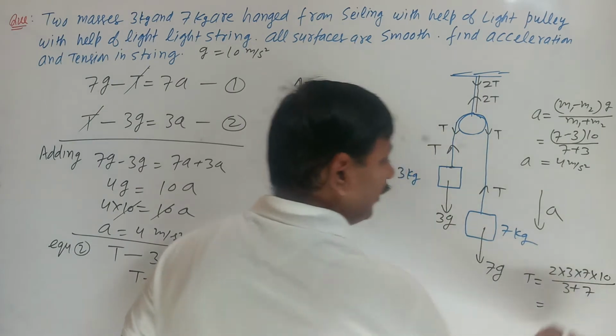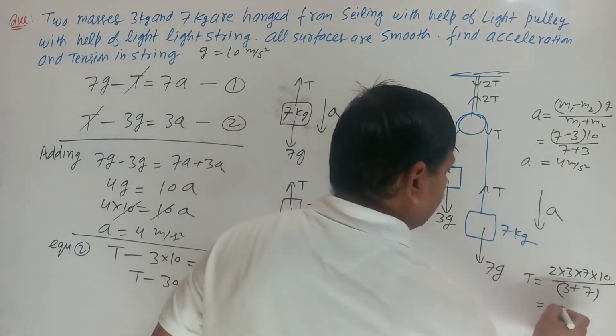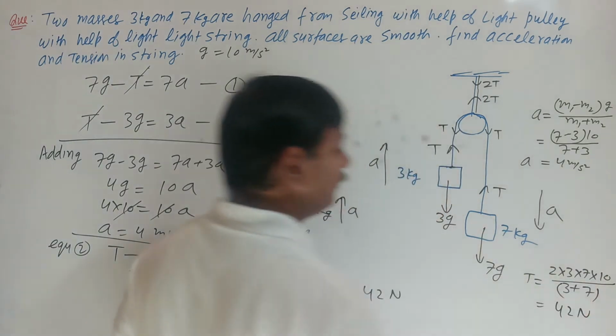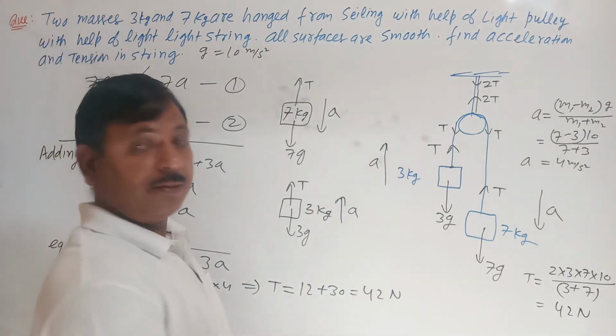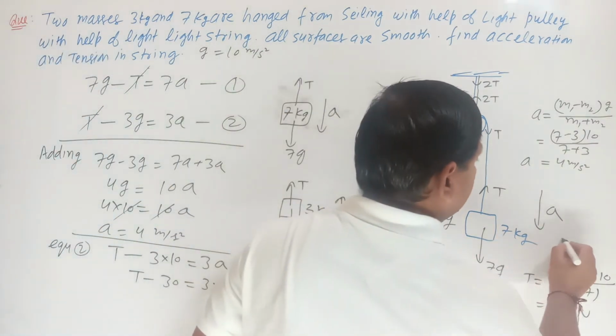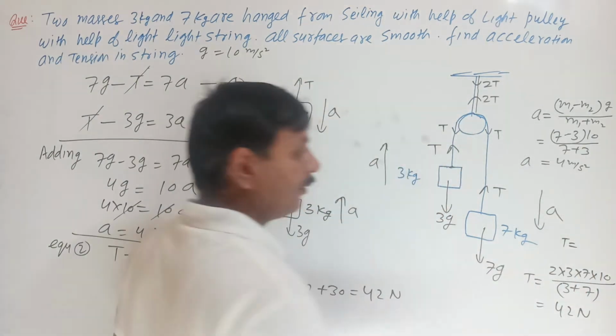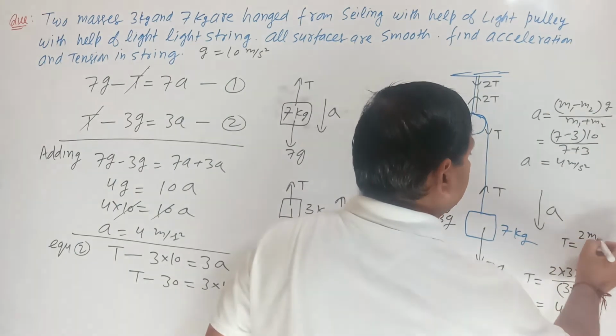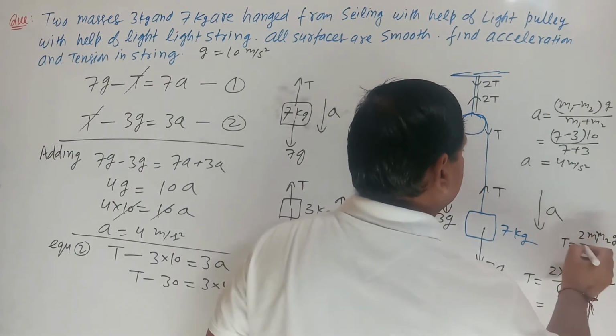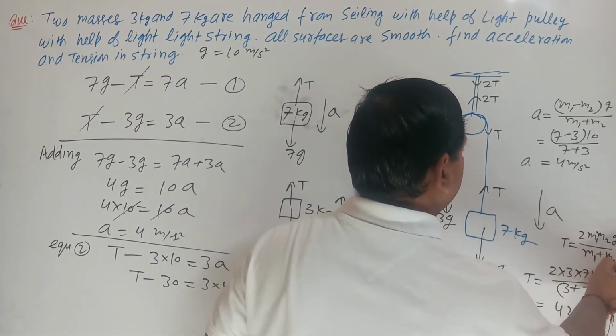Okay. So here you can see this will come 42. Also we can apply tension. I have given the formula for tension in a two mass system. What will be the formula I have given? T is equal to 2 m1 m2 g upon m1 plus m2.